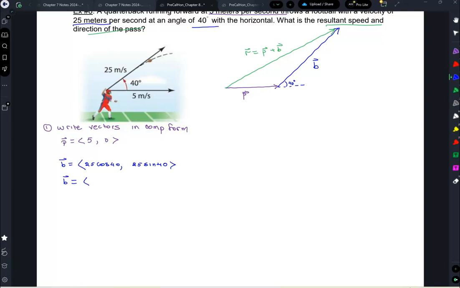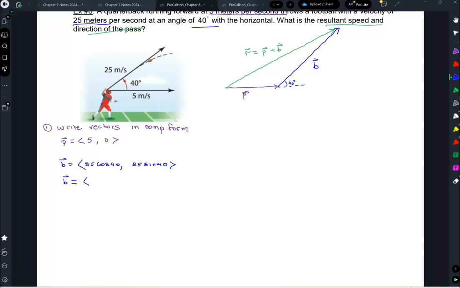Why didn't you have to do cosine and sine for the 5? Because you can. What's the angle though? It's 0. 5 cosine 0. Cosine of 0 is 1. 5 sine 0. Sine of 0 is 0. So it'll still be the same. Right? Does that make sense? Yeah, it's math. It's got to. No, it makes sense.